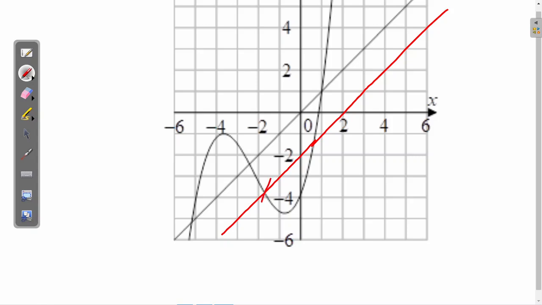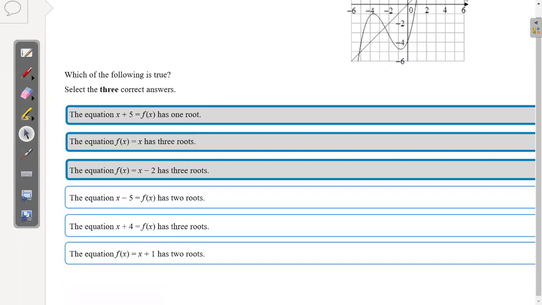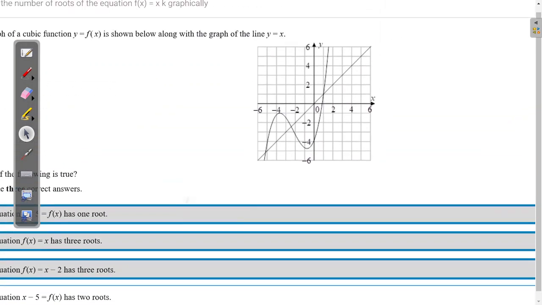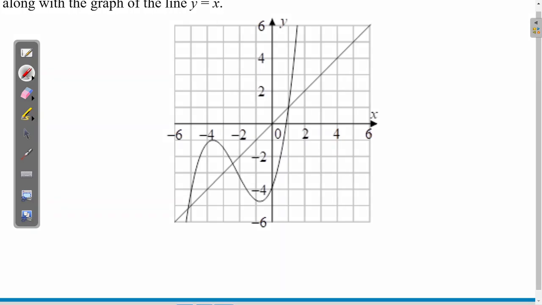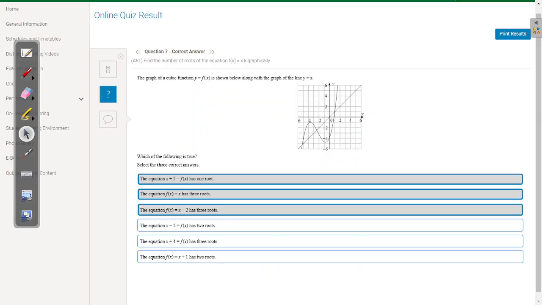You have 1, 2, and there is also a third root here. If you extend this line, a third root here. So 3 roots, correct. The equation x minus 5 has 2 roots. Let's check. So you start at negative 5 here. If you extend the line, you'll see it has 1 root, not 2, which is wrong.